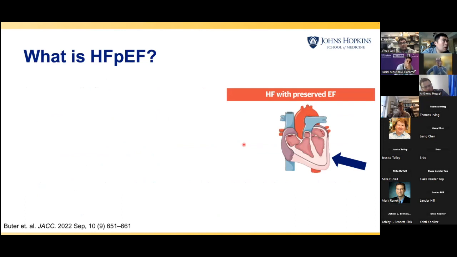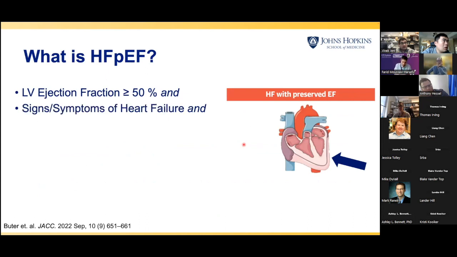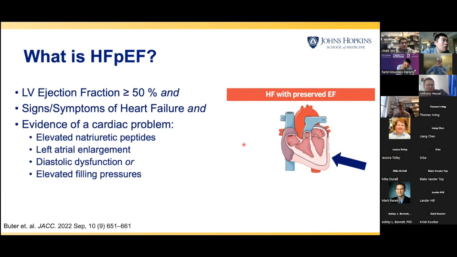So HFpEF is really a clinical diagnosis. And here is the definition: an LV ejection fraction on echo greater than or equal to 50% and signs and symptoms of heart failure. These would be shortness of breath, or a symptom called orthopnea, where the patient gets short of breath when they lie down because they have dysregulated fluid homeostasis. And then some evidence of a cardiac problem. This can be anything from elevated natriuretic peptides to left atrial enlargement and left ventricular hypertrophy, as shown by the arrow on the right, diastolic dysfunction, and elevated filling pressures.